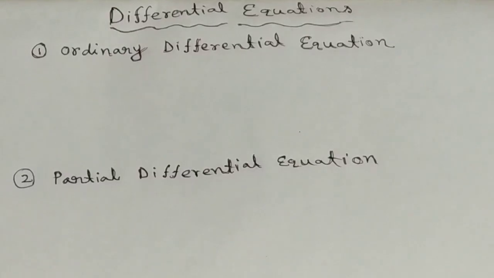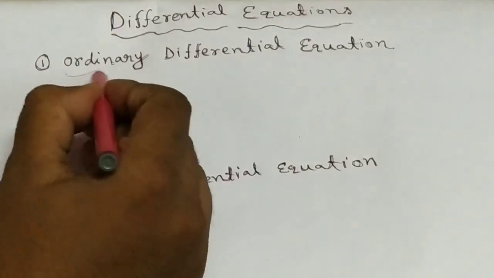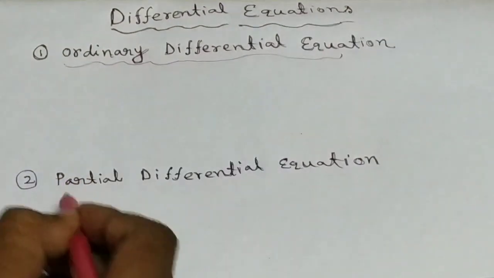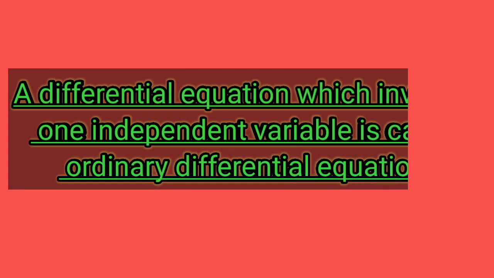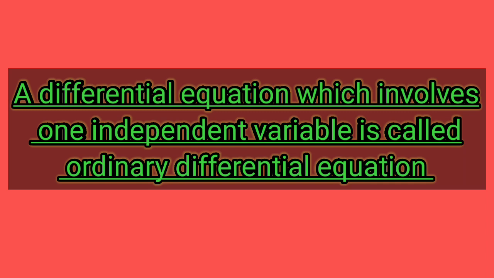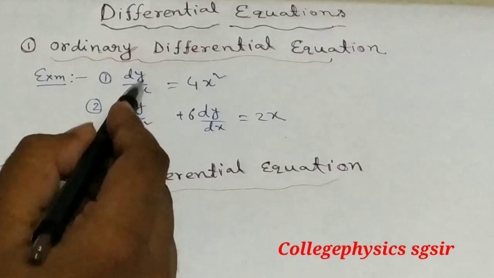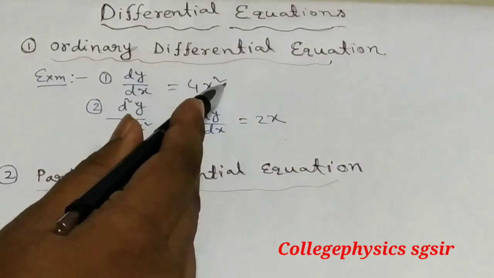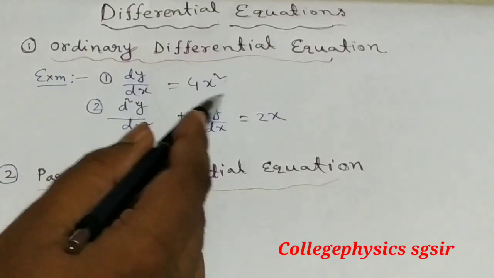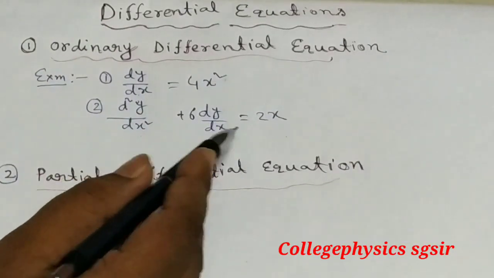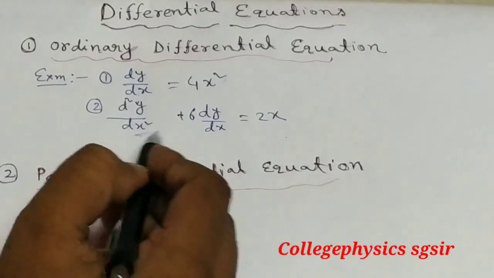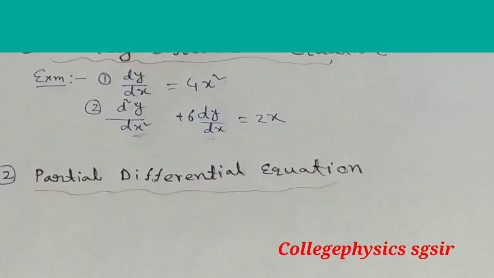Differential equations are of two types. First is ordinary differential equations and second is partial differential equations. A differential equation which involves one independent variable is called an ordinary differential equation. For example, dy/dx = 4x square. Here, one independent variable. Also d square y/dx square plus 6 dy/dx equals 2x. Here also one independent variable.